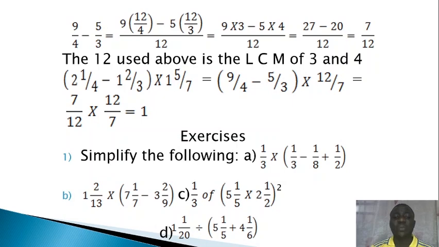Then the next step we are looking at is the multiplication of our result, which is 7/12, by what? 12/7. When you multiply them, you will now have what? 1. Then your answer is what? 1.